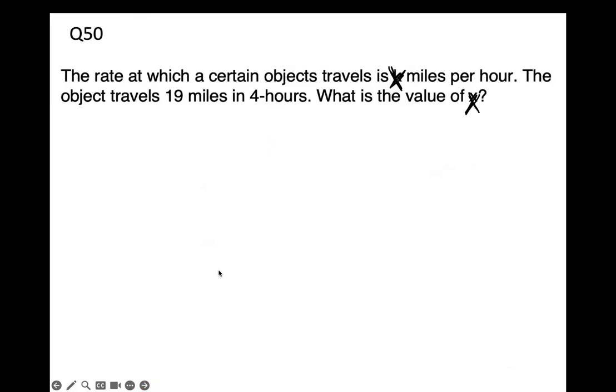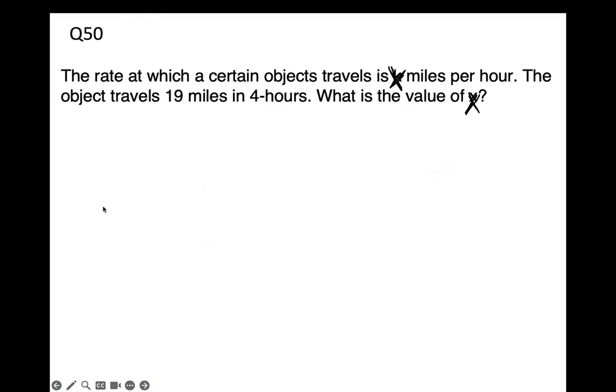The rate at which a certain object travels is X miles per hour. The object traveled 19 miles in 4 hours. What is the value of X? If you make the mistake about this, pause the video. I want you to answer. Put it in the comment section. Let me know how you approach it. And then put hashtag number 50 and where you're watching from, wherever country you are. I want to know.